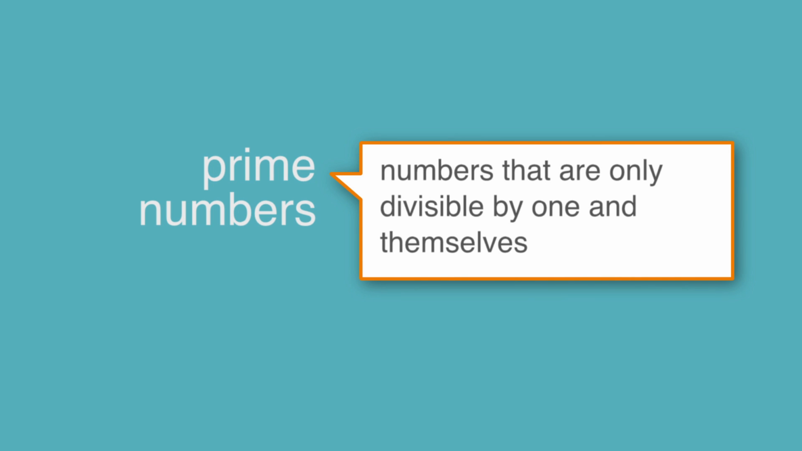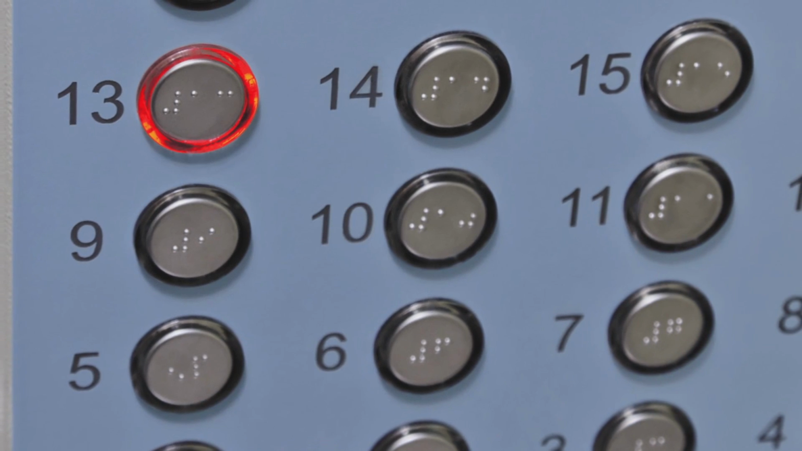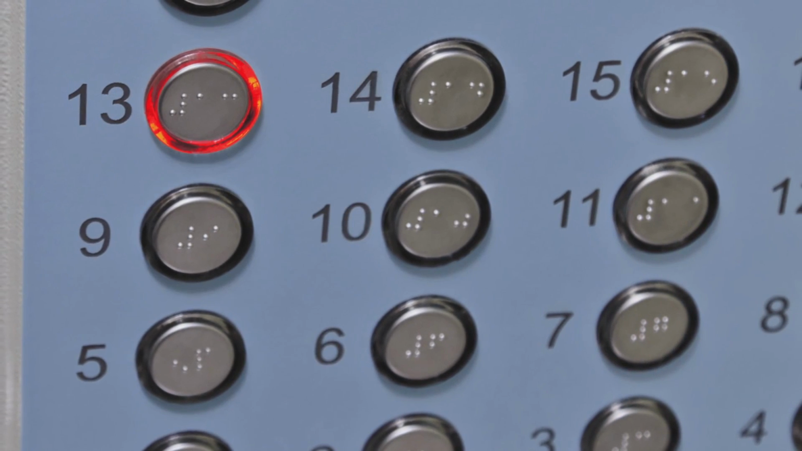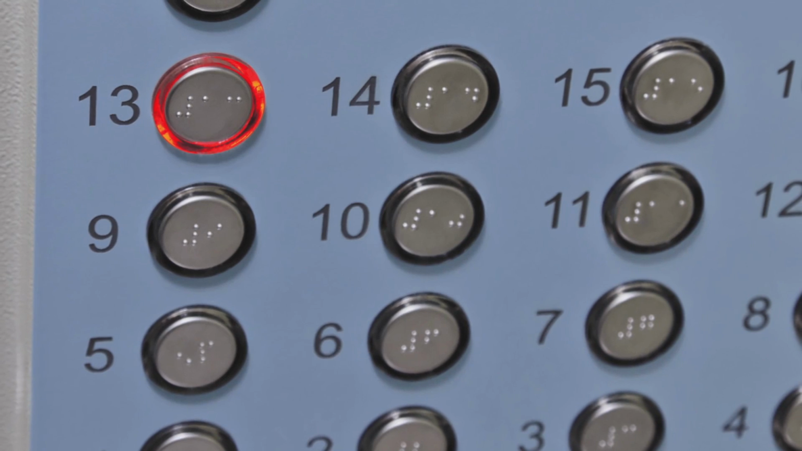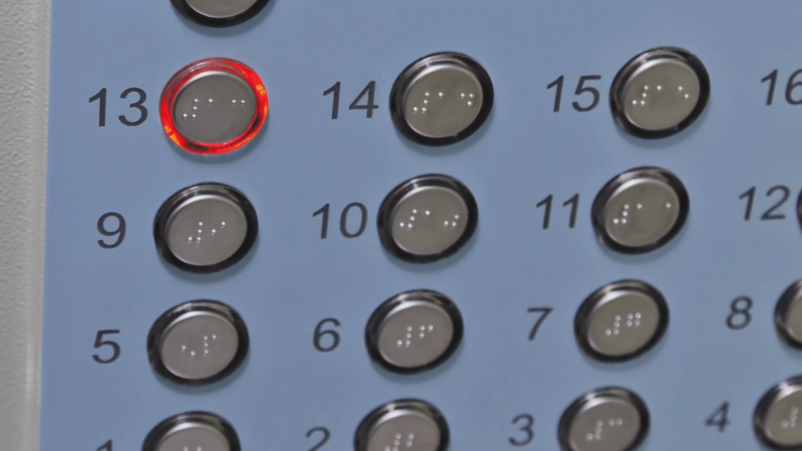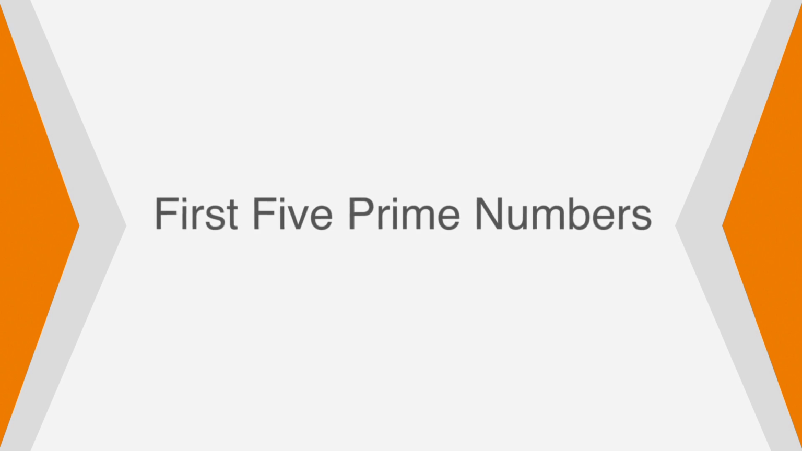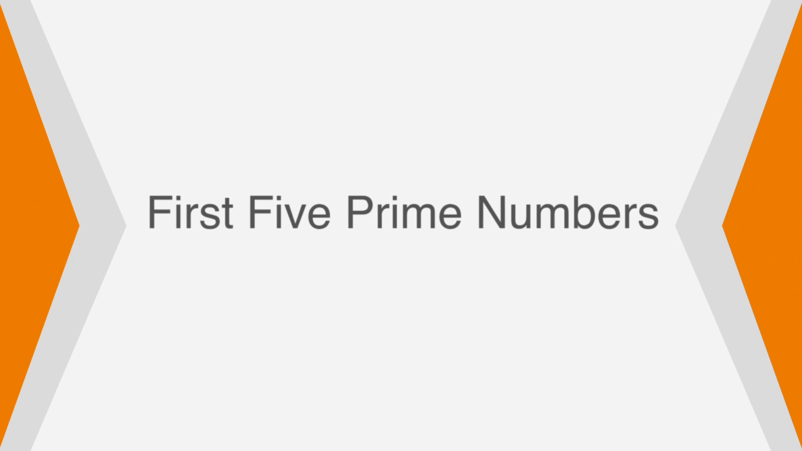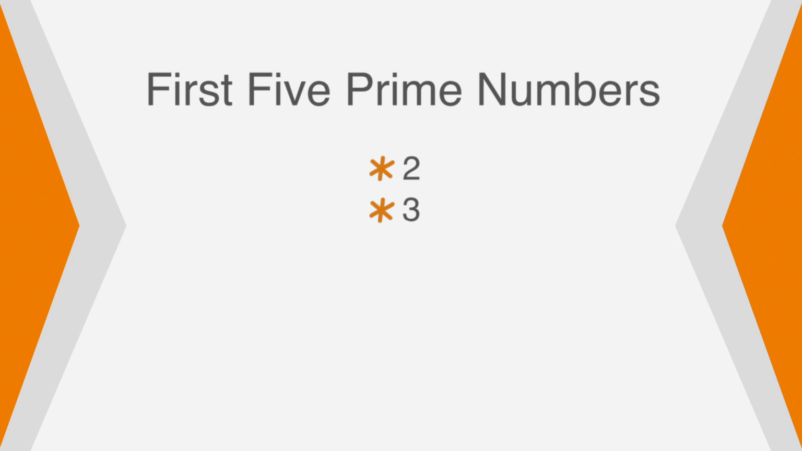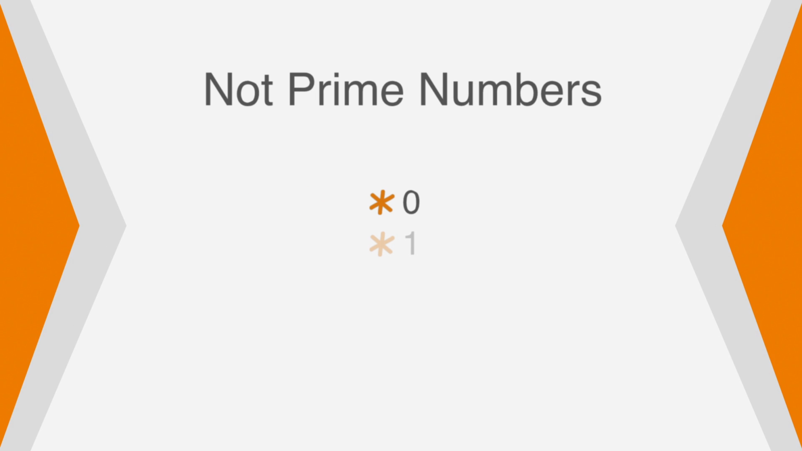Now let's talk about prime numbers, which are another special kind of number that the ACT will test you on. Prime numbers are numbers that are only divisible by 1 and themselves. For example, unlucky number 13 is prime because its only factors are 1 and 13. No other number will divide into it evenly. The ACT may ask you about the first 5 prime numbers, which are 2, 3, 5, 7, and 11. Please note that 0 and 1 are not considered prime numbers.